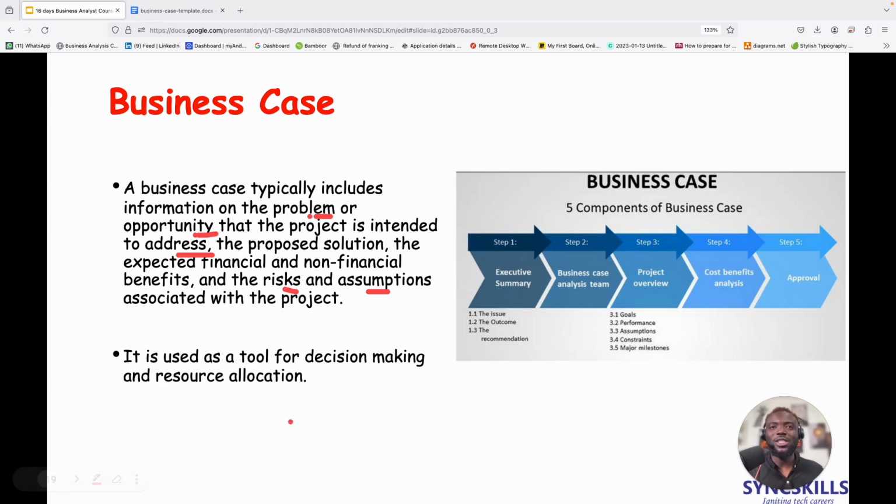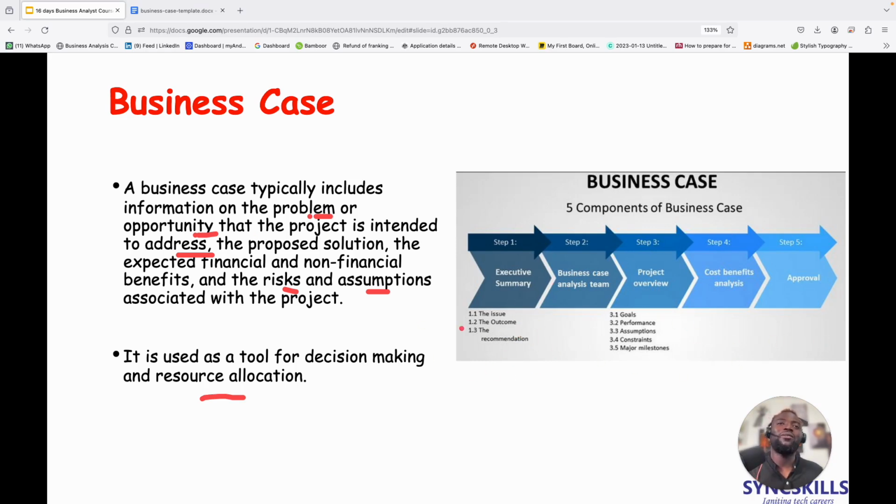So in summary, a business case is a tool used for decision making. You need to understand that for me to get people to make a positive decision on my project, I need to present a strong argument outlining the cost, the benefit, what the risks look like, the objective, and what problem I'm solving. And this is what the business case document contains.